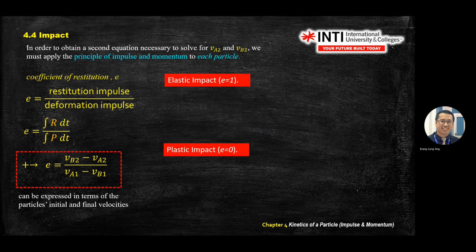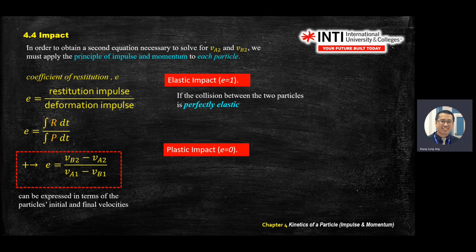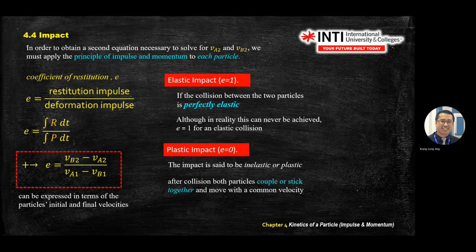You have two types of cases you'll be given in the final exam: elastic impact and plastic impact. Elastic impact means e is 1, so you pull this to here and get left-hand side equal to right-hand side. When it's plastic or inelastic, then you get 0. It means the bodies couple or stick together, then you get plastic impact. This one is 0.